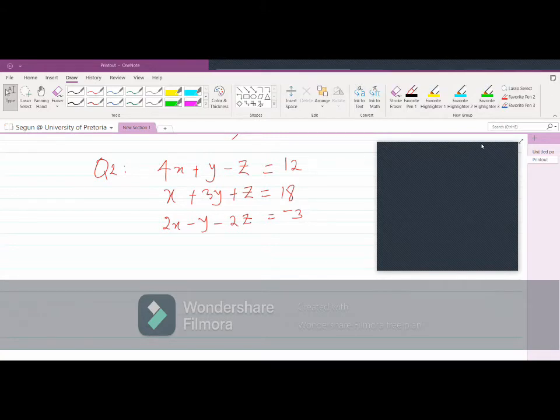Deborah, what is your solution? What do you get? x equals 2, y equals 5 and z equals 1. I can't hear you. x equals 2, y equals 5 and z equals 1. Okay. Really one? Yes, sir. Your solution is x equals 2, y equals 5, and z equals 1.